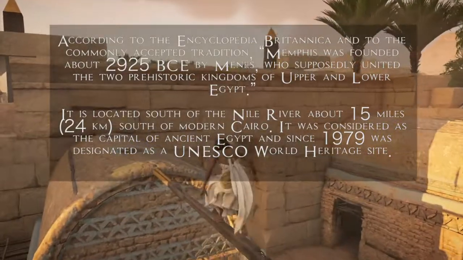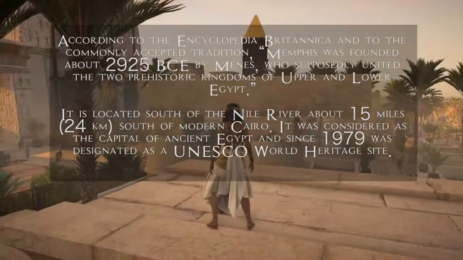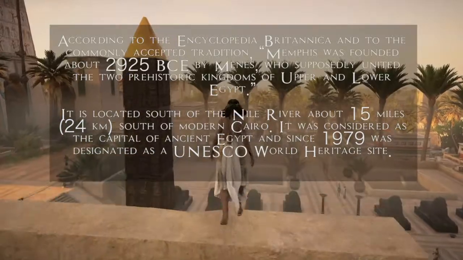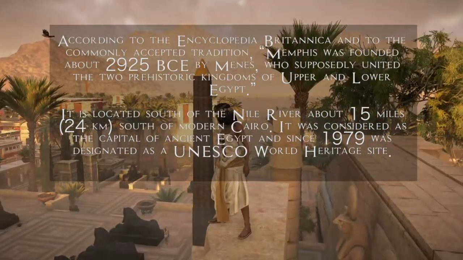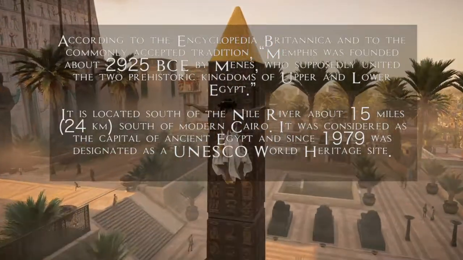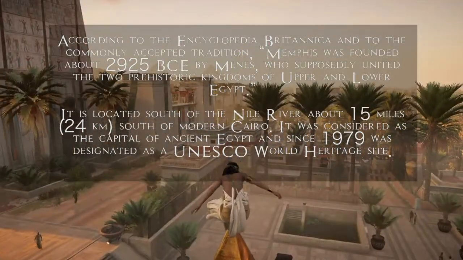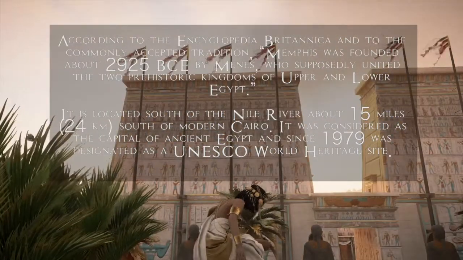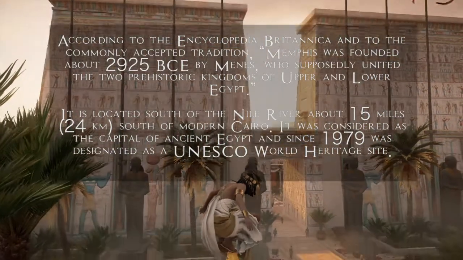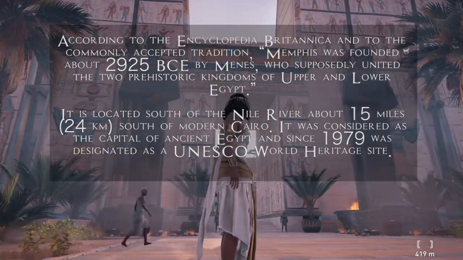According to the Encyclopedia Britannica and to commonly accepted tradition, Memphis was founded about 2925 BCE by Menes, who supposedly united the two prehistoric kingdoms of Upper and Lower Egypt. It is located south of the Nile River, about 15 miles, 24 kilometers, south of modern Cairo. It was considered the capital of ancient Egypt for many years, and since 1979 it has been designated as a UNESCO World Heritage Site.